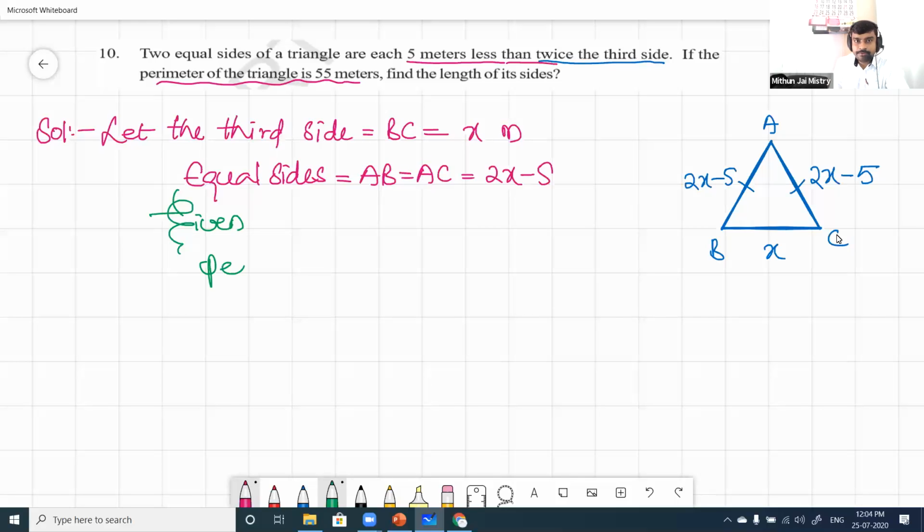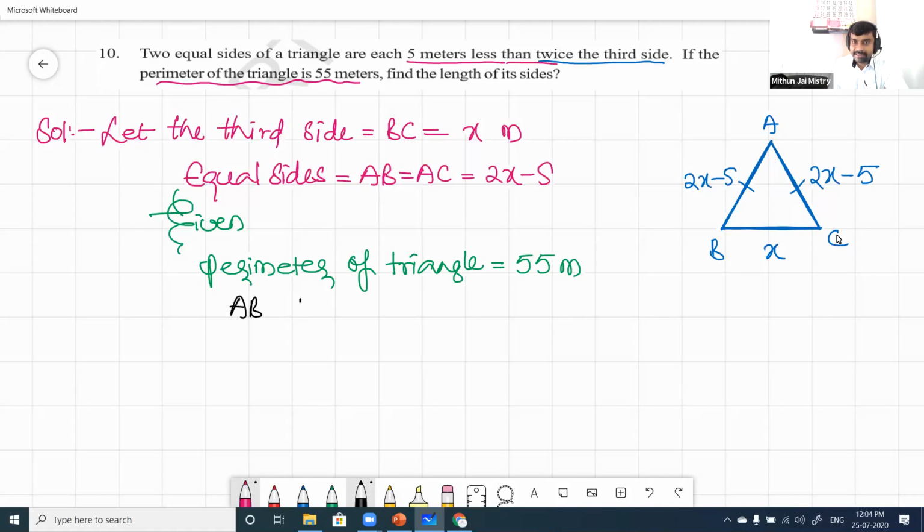perimeter of the triangle. Just now I have told you the meaning of perimeter. Perimeter is nothing but the sum of all the sides, children. So here we have how many sides? 3 sides. So perimeter stands for the sum of all the sides of any polygon. Presently, the triangle has 3 sides: AB, BC, and CA. If you add those 3 sides, we call that the perimeter. It is already given as 55, right?